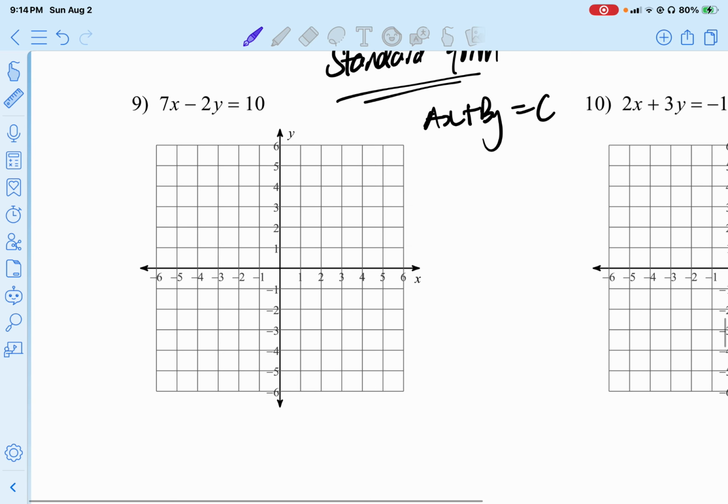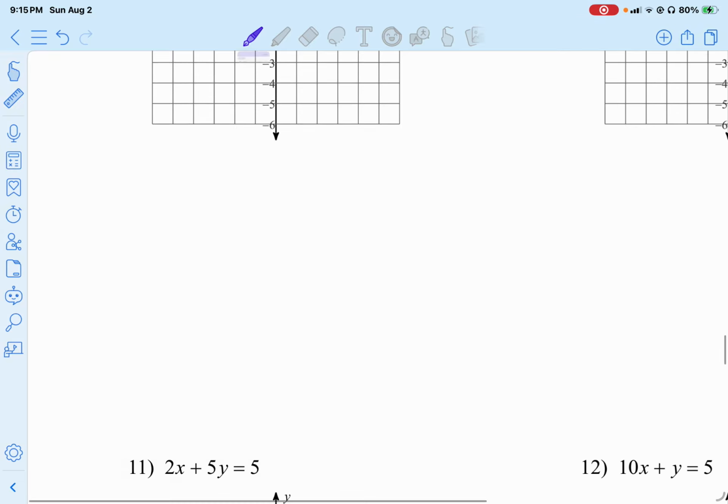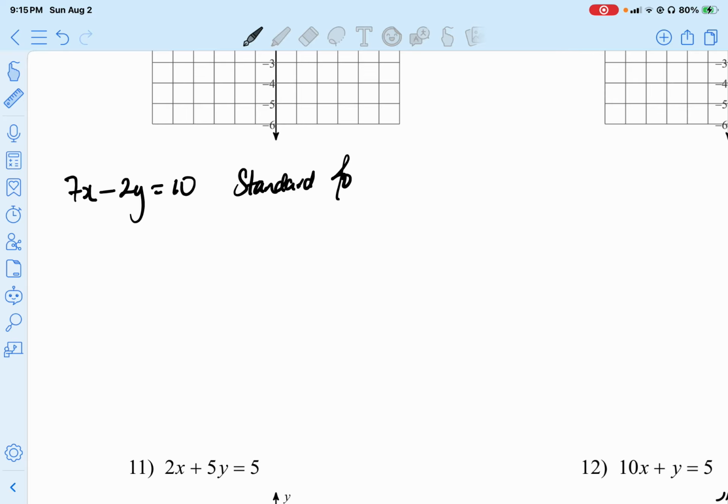So 7x minus 2y is equal to 10. So let's do it this way. 7x minus 2y is equal to 10. This is in standard form, as you can see. But anyway, let us convert this to slope-intercept form. Remember how we did this?